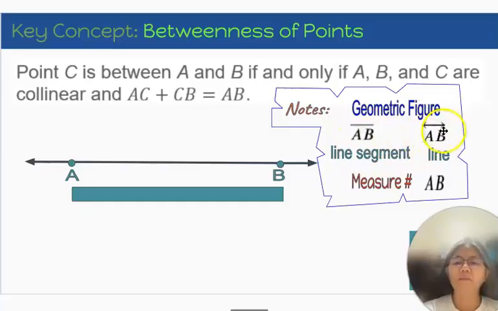An arrow on top of the two letters is a line, and then a segment is without an arrow on both ends. But without anything on top of the two letters, then we are referring to the measure, simply a number that indicates the length or the unit measure. So the shape is a geometric figure, and you don't indicate a number whenever you write this. So it's just like line AB or line segment AB, but without a number.